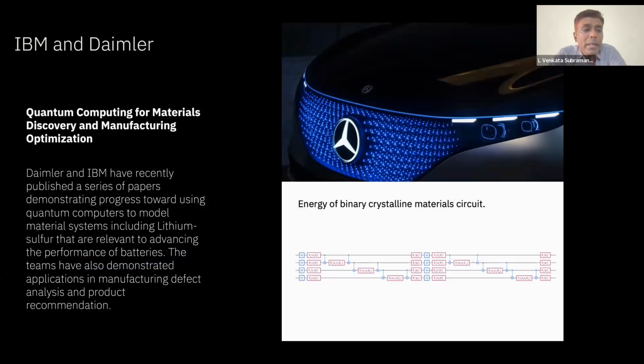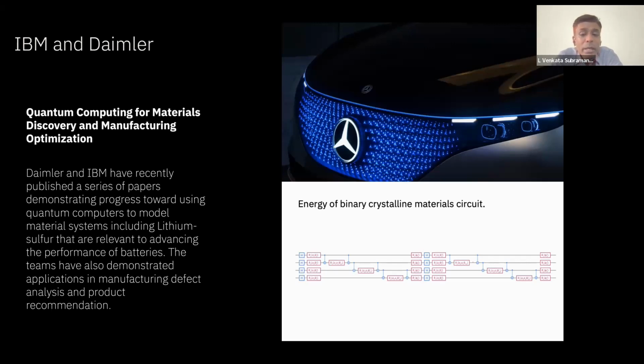So IBM and Daimler, we have been looking at new batteries, new materials for batteries, whether it is your lithium sulfur batteries. How do you improve their performance? How do you do this, right? These are molecular level interactions. Can you simulate them on a quantum computer? Can you develop better materials?